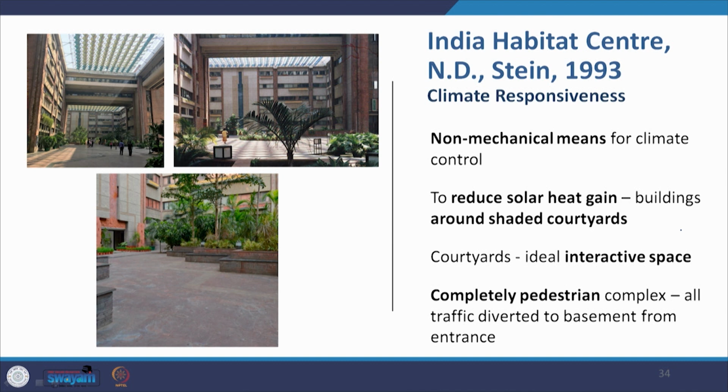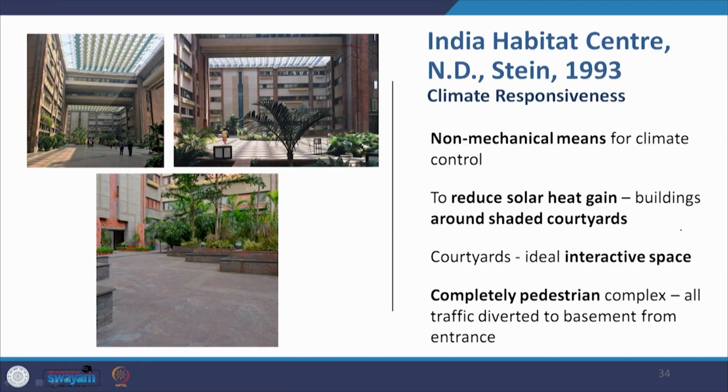Of course, the building began before the liberalization actually happened, but we were already in the throes of beginning to use active systems in our buildings. But India Habitat Center continued to depend predominantly, at least in the courtyard planning, etc., on non-mechanical means dominating the building for climate control. To reduce solar heat gain, the buildings are placed around shaded courtyards, and the courtyards themselves become ideal interactive spaces, something that was an accepted thing in traditional Indian architecture.